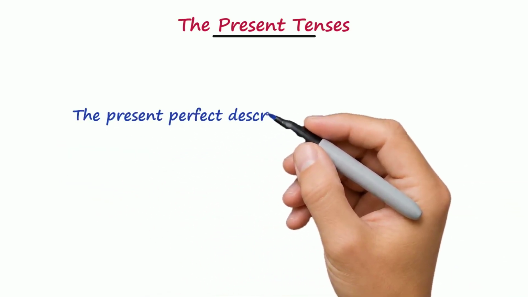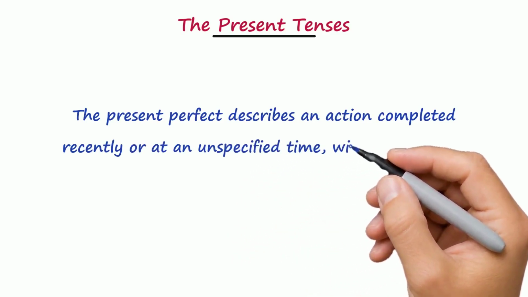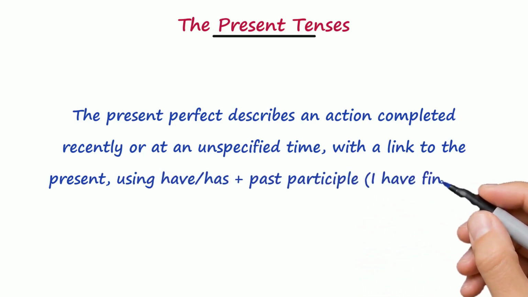The present perfect describes an action completed recently or at an unspecified time, with a link to the present. Using have or has plus past participle. I have finished my work.